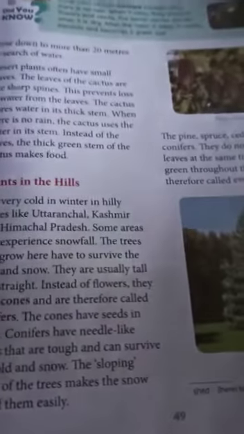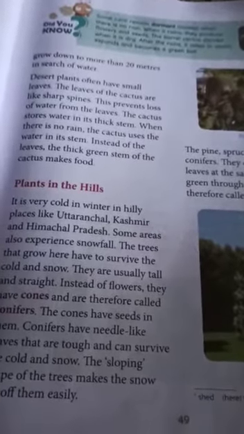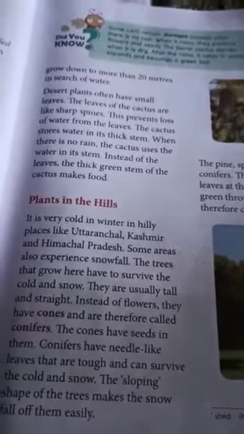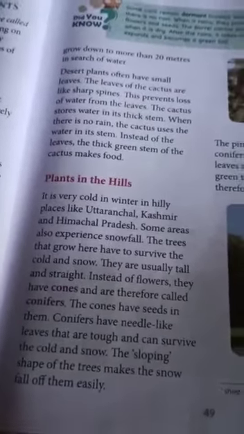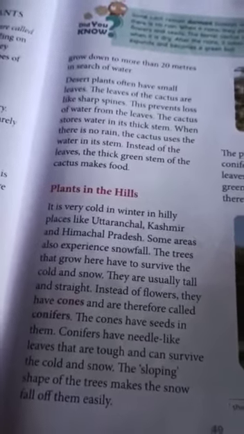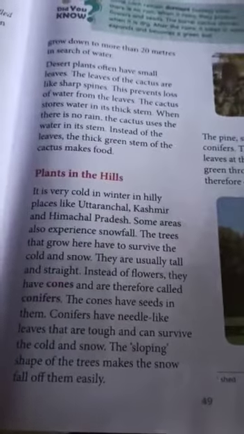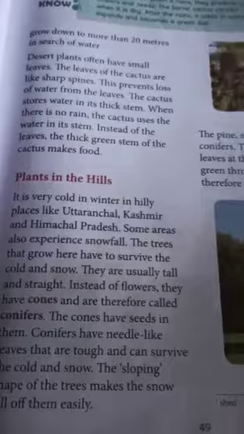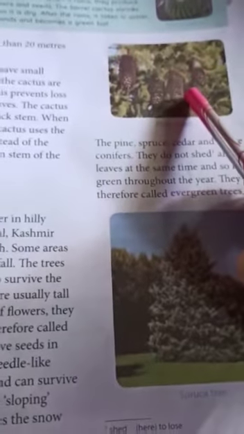Now some plants survive in hilly areas like Uttaranchal, Himachal Pradesh, and Kashmir. These places are cold in winters, and some areas also experience snowfall. The trees that grow there have to survive the cold and snow. Plants growing in hilly areas are usually tall and straight. The plants that grow in cold places do not bear flowers. Instead they have cones, as you can see in this picture. That's why they are called conifers.